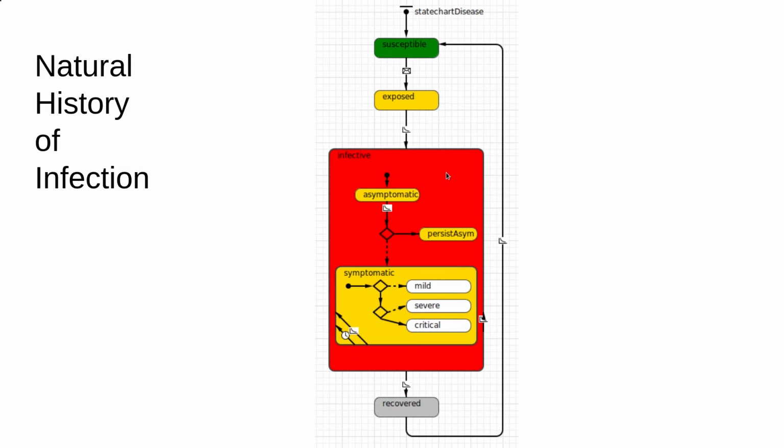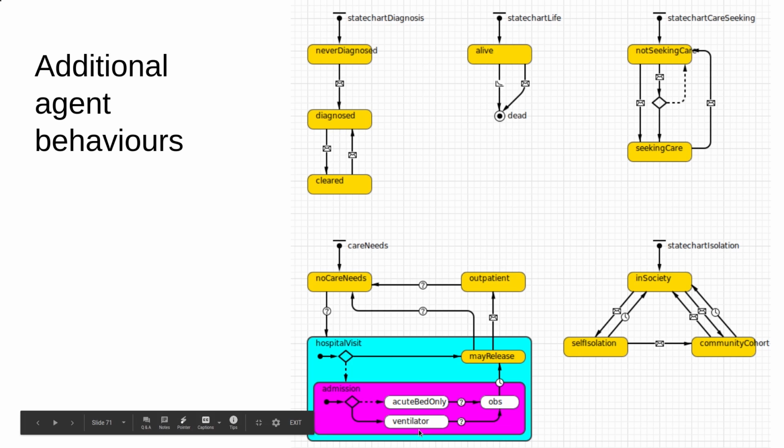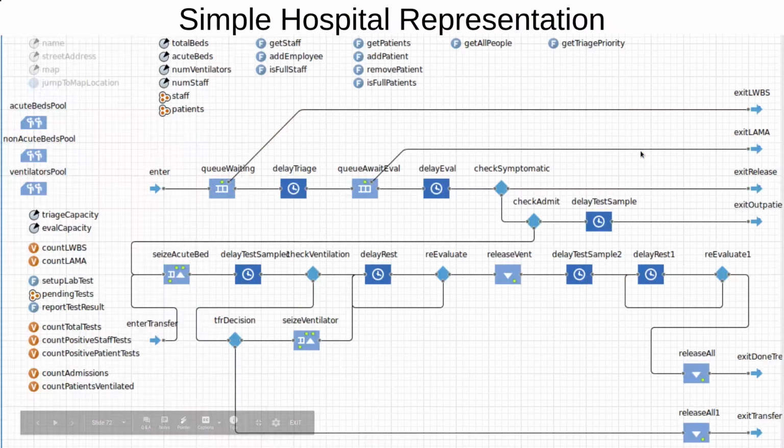But progression in terms of status of infection is just one part of this progression. Additional agent behaviors relate to, for example, their diagnosis status, their care needs, and whether it motivates requirements for a ventilator, for example, an acute care bed. We represent, for example, whether they're isolated in a community cohort or under staff isolation, whether they're seeking care or not currently seeking care.